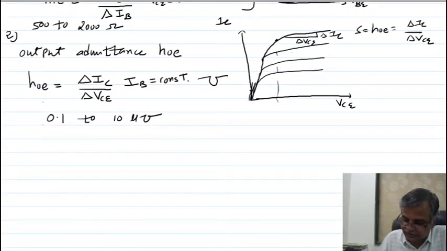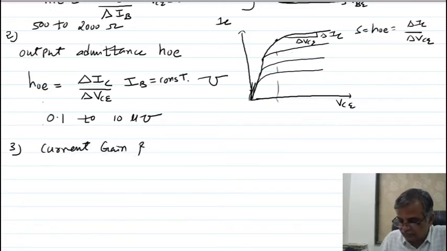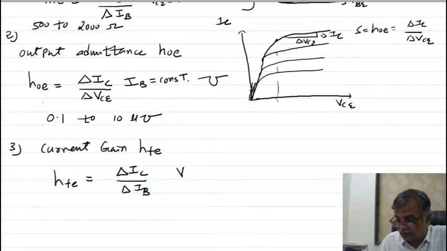Now, the third parameter I have to discuss: current gain or forward current gain. Beta is equal to HFE, forward current gain, the ratio of change in output collector current to the corresponding change in input base current for a constant value of the collector base voltage. This is called current gain, HFE.